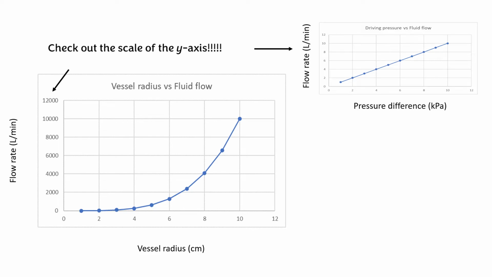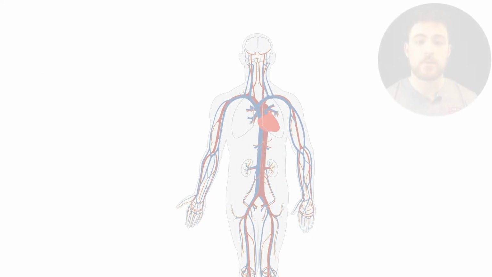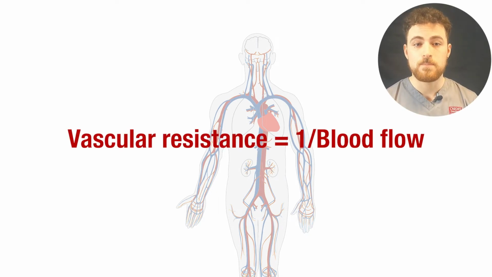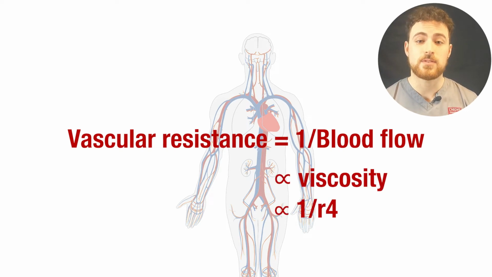Vascular resistance is the total force opposing blood flow through a tube, and is therefore inversely proportional to the rate of blood flow. Vascular resistance is directly proportional to the viscosity of the fluid and to the length of the tube. The more viscous the fluid and the longer the tube, the greater the resistance to flow and the smaller the rate of flow. It is also inversely proportional to the fourth power of the radius of the tube, and so very small changes in vessel diameter result in large changes in vascular resistance.